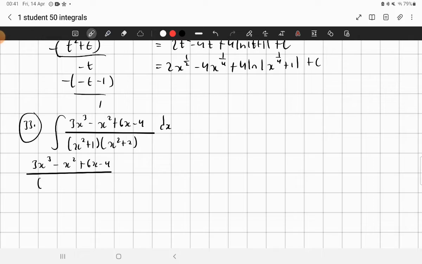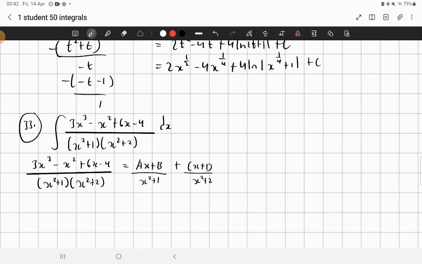Anyway, x squared plus 1 times x squared plus 2. So what we are going to do from here is write (ax plus b) over x squared plus 1, and then (cx plus d) over x squared plus 2. Now the question is, what will be the best approach?